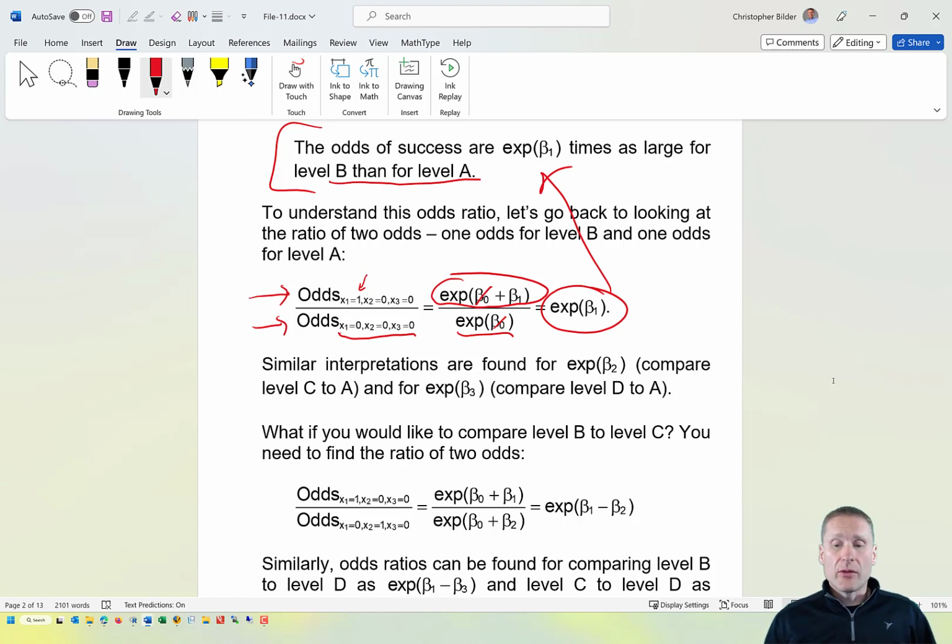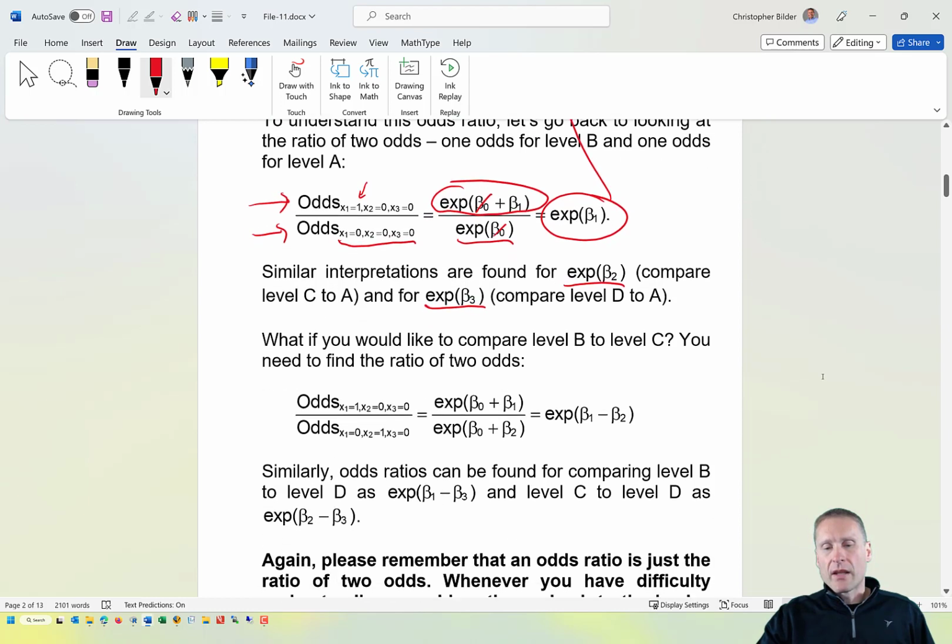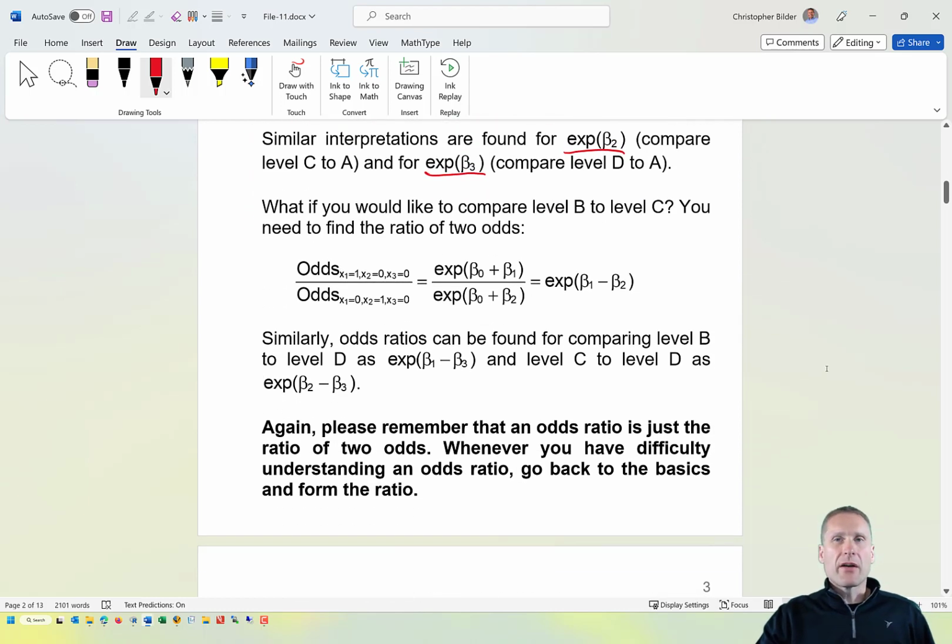Now, one can make similar interpretations for the exponential function evaluated at beta 2. You're comparing C to A. The exponential function evaluated at beta 3 will be comparing level D to A. Now you might be wondering, well, what happens if I don't want to compare to A? Maybe I want to compare, let's say, level B to level C. You could do that as well.